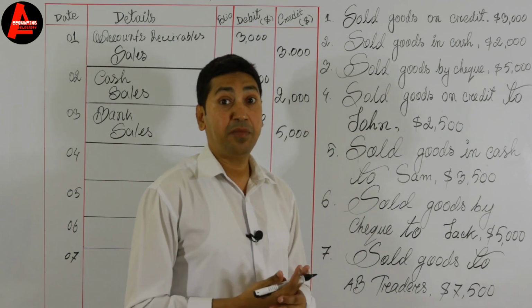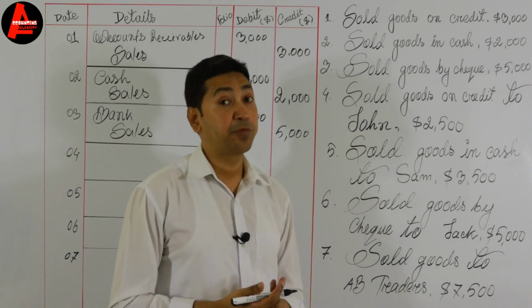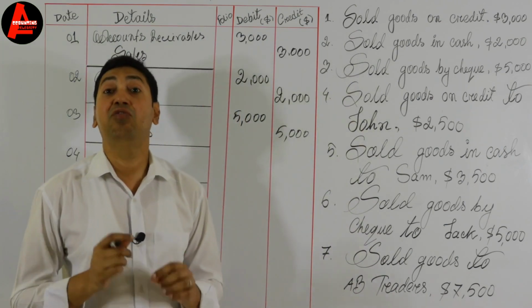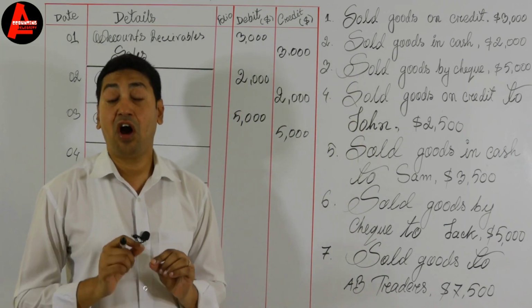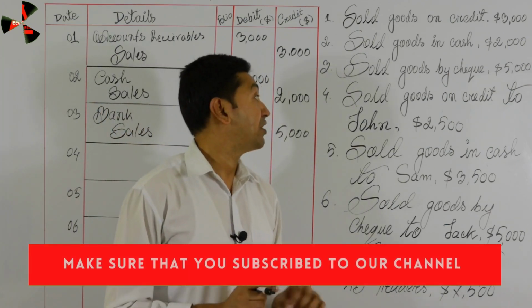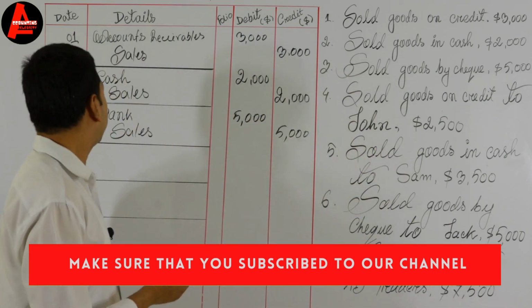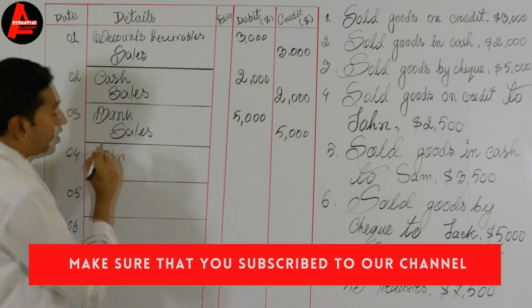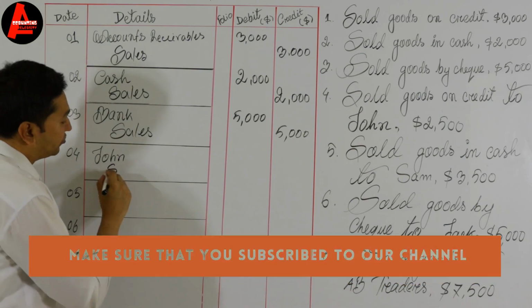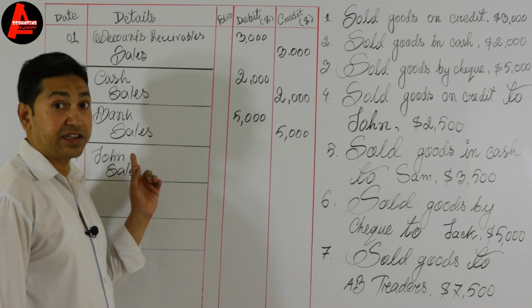When the name of the accounts receivable is given in the question, you don't have to write accounts receivable. You need to write the name of the customer, the name of the accounts receivable, which is here Mr. John. So let us write here Mr. John debit, and here sales to be credited. Why Mr. John debit? Because it is an asset.